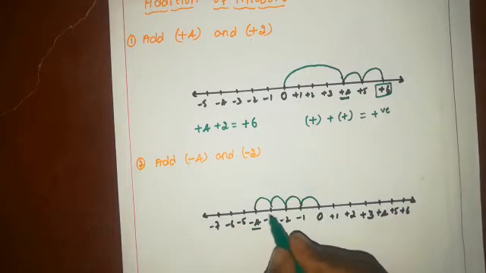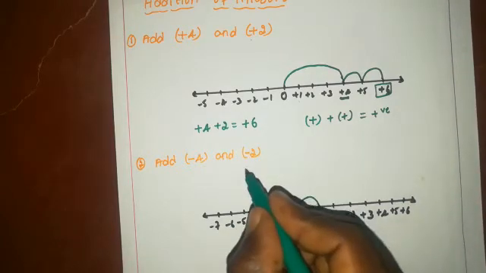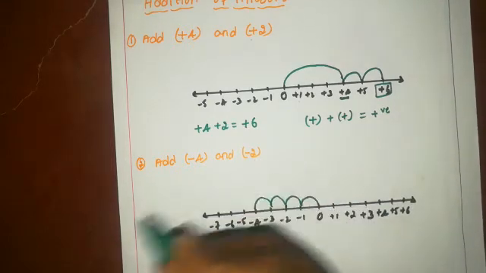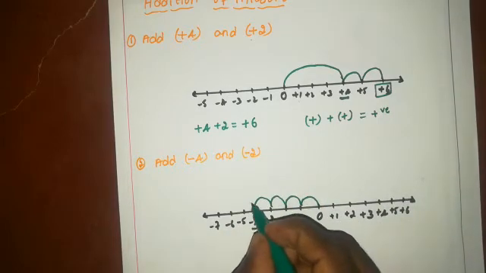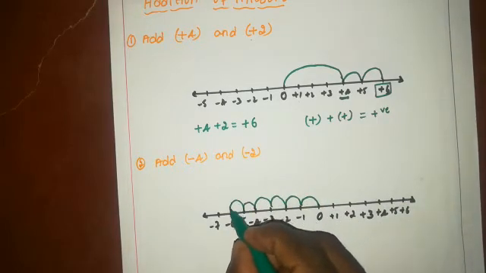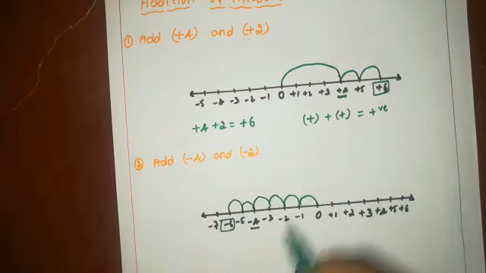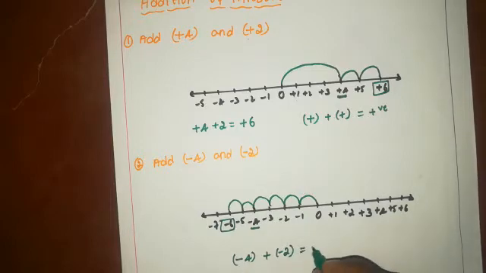For this we have to add minus 2. We know that plus means we move to the right side, and minus means we move to the left side. Minus 2 means 2 steps, that is 1 and 2. We get minus 6. When we add minus 4 and minus 2, that is minus 4 plus minus 2, we get minus 6.